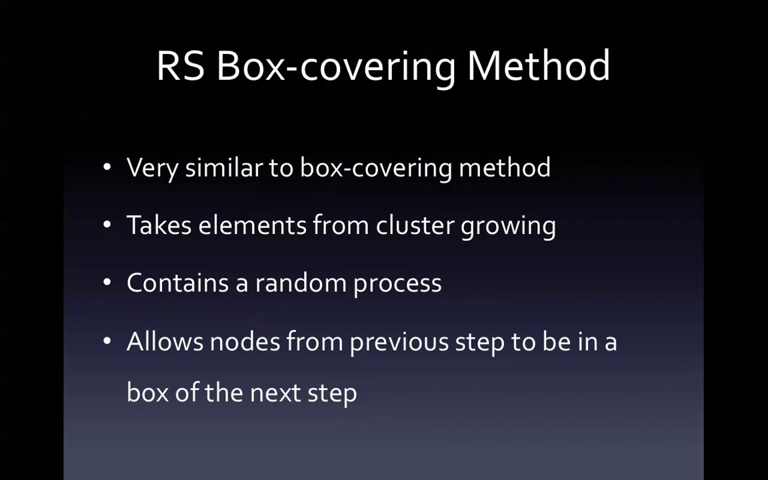So the random sequential box covering method combines the two. It combines box covering and cluster growing. The main difference is that there is a random process, which I'll go into in more detail in the next slide. You choose a node and you branch off from there. And it also allows nodes that may have been included in a previous box to be included in a box in the new set. I didn't actually get to try or implement this one with my data, but it'd be interesting to look at that in the future.